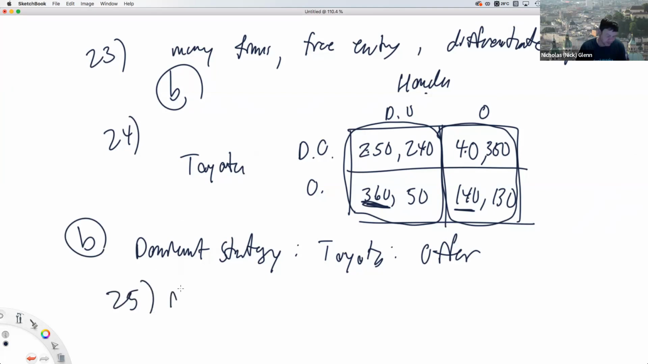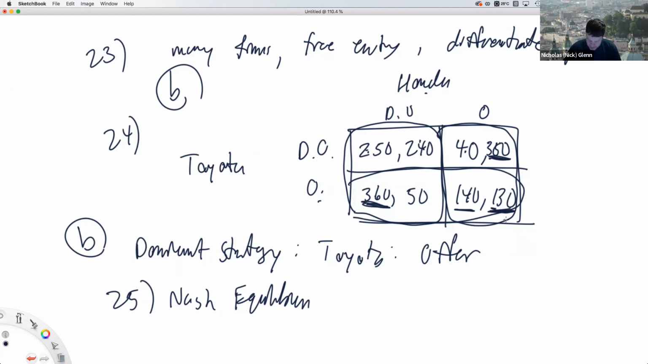What about 25? It's asking for the Nash equilibrium. So we need to look to see what Honda does as well. We know what Toyota does. They're always going to choose offer. Well, let's look at Honda and see what they do. Honda here is looking at Toyota. If Toyota doesn't offer, well, they're looking at a payout of 240 and 350. Well, they're going to choose to offer to get this 350 if Toyota doesn't offer. What about if Toyota does offer? Well, they're looking here at a payout between 50 if they don't offer and 130 if they do. Well, they're going to choose to offer here. So they have a dominant strategy of always choosing offer as well.